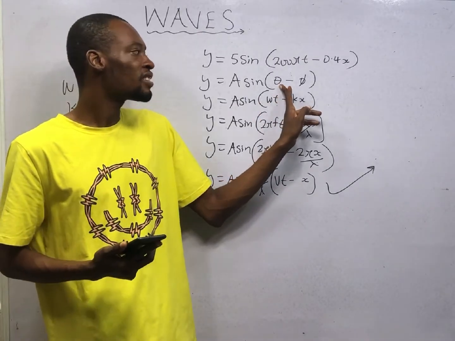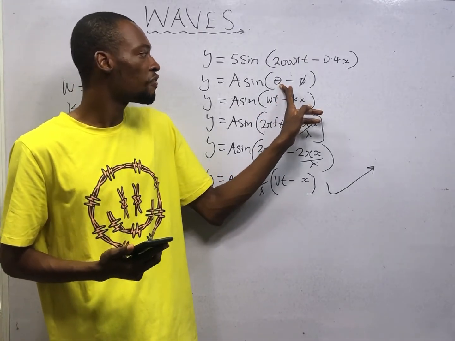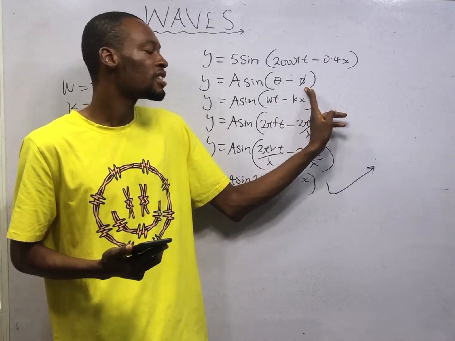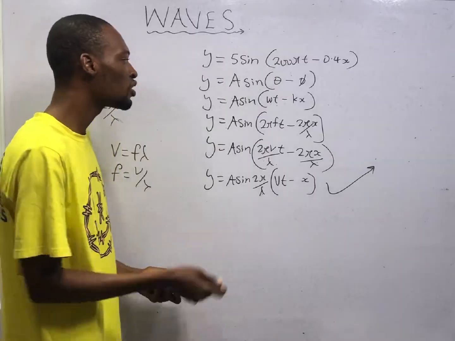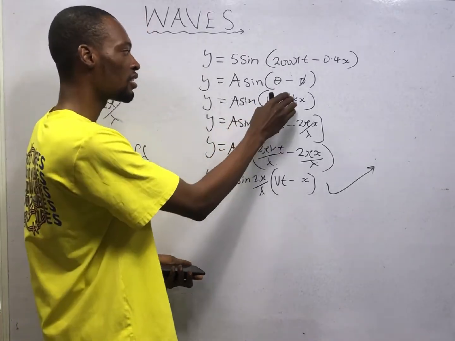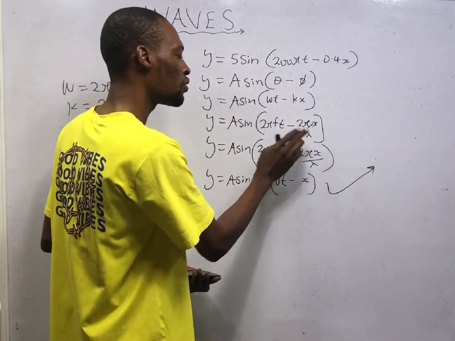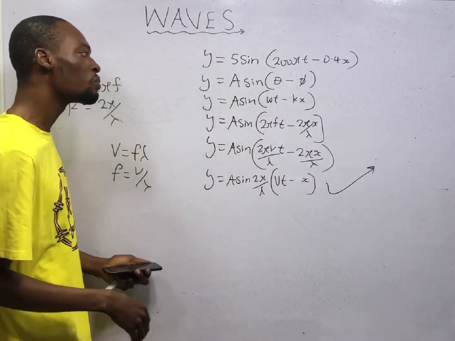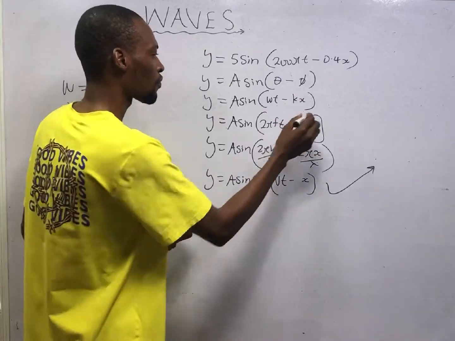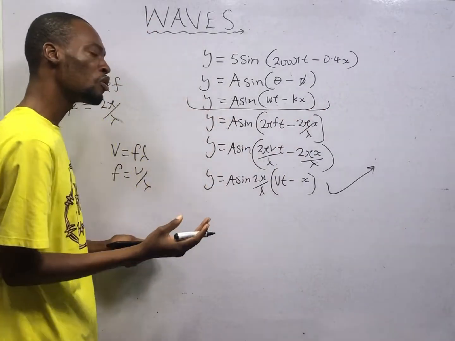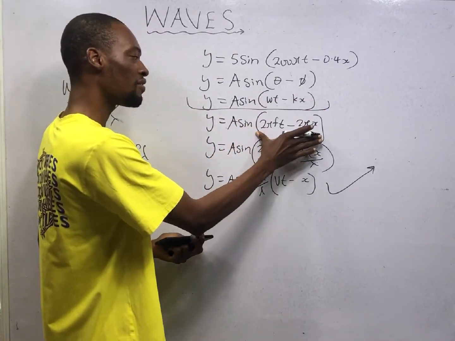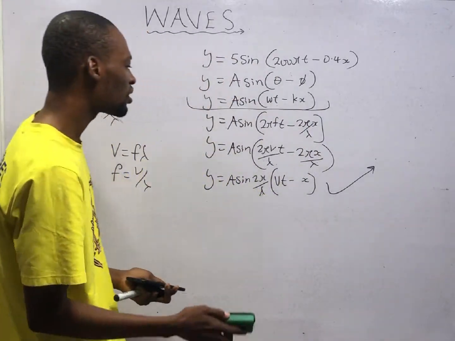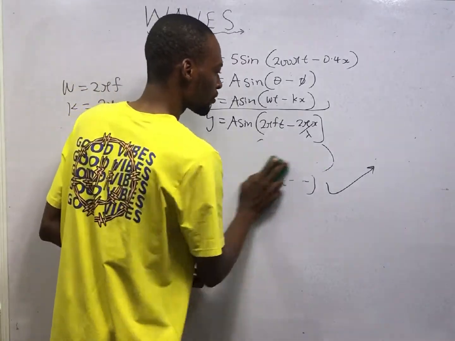Now, the phase angle is the same thing as wt. The phase difference is the same thing as ks. And w is 2 pi f. k is 2 pi over lambda. Then the s remains here. Which means if you know only this one, you should be good to go, because from here you'll be able to arrive here. So with this, you should be able to answer any question under progressive waves.